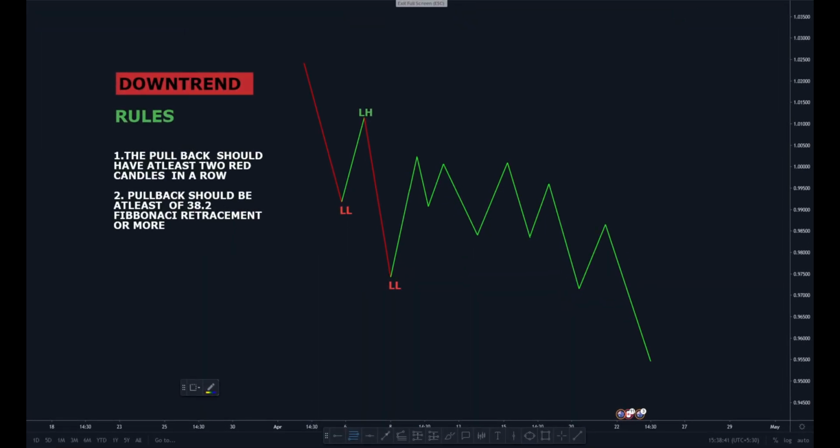Now guys, as you can see, the same rules go for downtrend. The first rule is when the market makes a new lower low, the pullback should have at least 2 green candles in a row. And the second rule is that the pullback should be at least a 38.2 Fibonacci retracement or more.